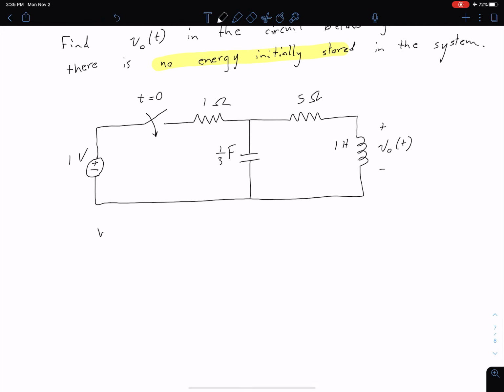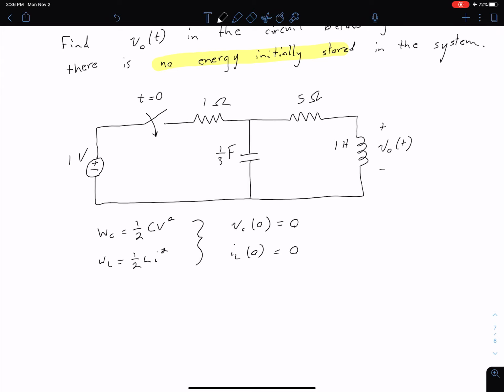So remember, our capacitor energy is equal to 1/2 CV squared, and our inductor energy is equal to 1/2 Li squared. And so if we have zero energy, then we can see that means we're going to have zero voltage for our capacitor and zero current for our inductor. So essentially what this statement, no energy initially stored, is telling us is that our voltage for our capacitor at 0 is equal to 0, and our current for our inductor at 0 is equal to 0.